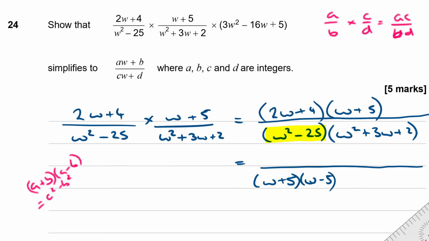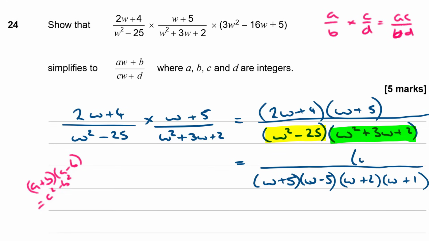The other side of it, this bit here, is a quadratic. Can we factorize it? Does it factorize into 2 brackets? Well, if it did, it'd have a w and a w there. I need two numbers that multiply together to give me 2 and add to 3. So w plus 2, w plus 1. And that is over w plus 5 that we can't do anything with, and 2w plus 4 which we can do something with.